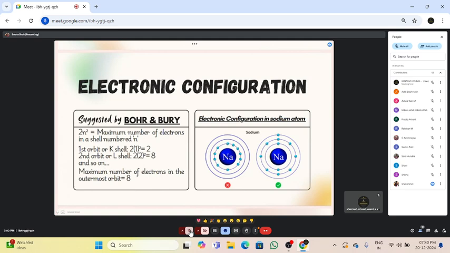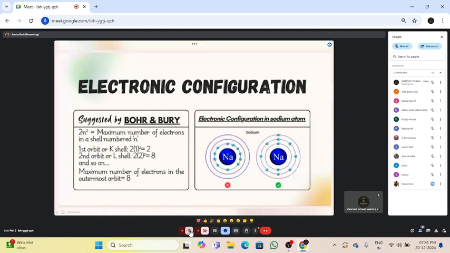But for now, you need to understand that in the first orbit, there will be 2 electrons. In the second, there will be 8. In the third, it will be 2 into 3 square, that is 2 into 9, that is 18, and so on. But when we talk about the outermost orbit, that is the final orbit of the atom, the maximum number of electrons that can be accommodated in that orbit is 8.